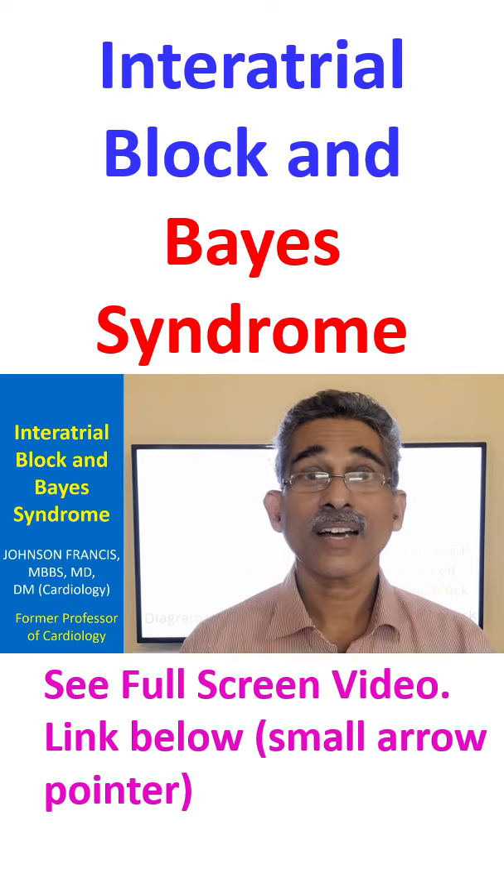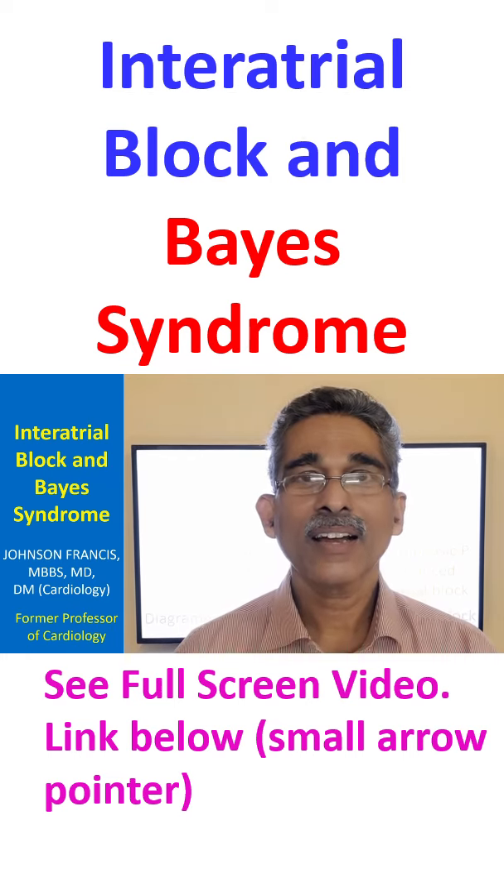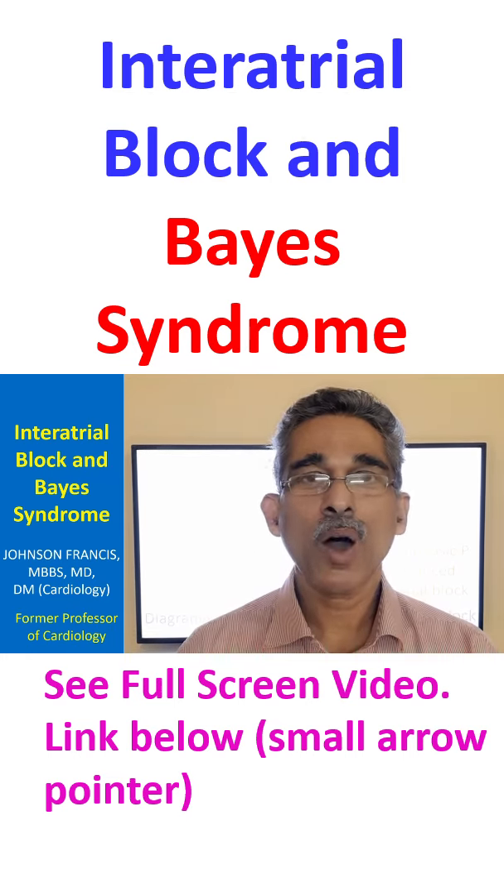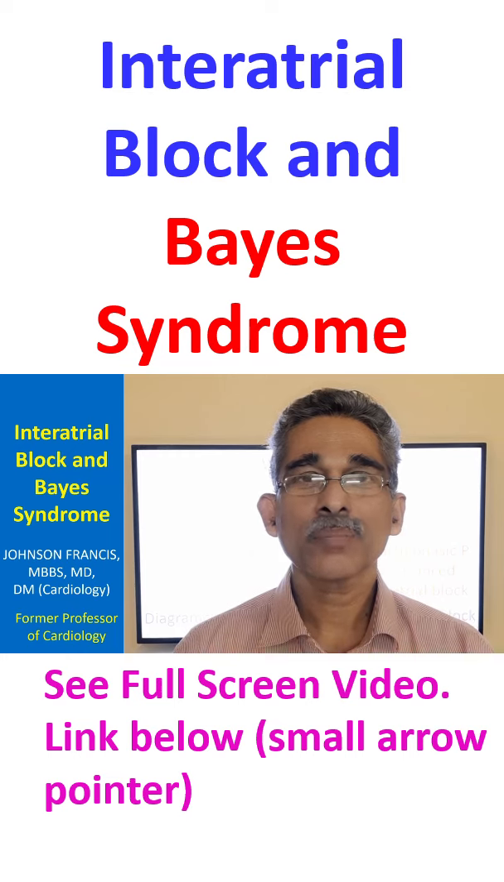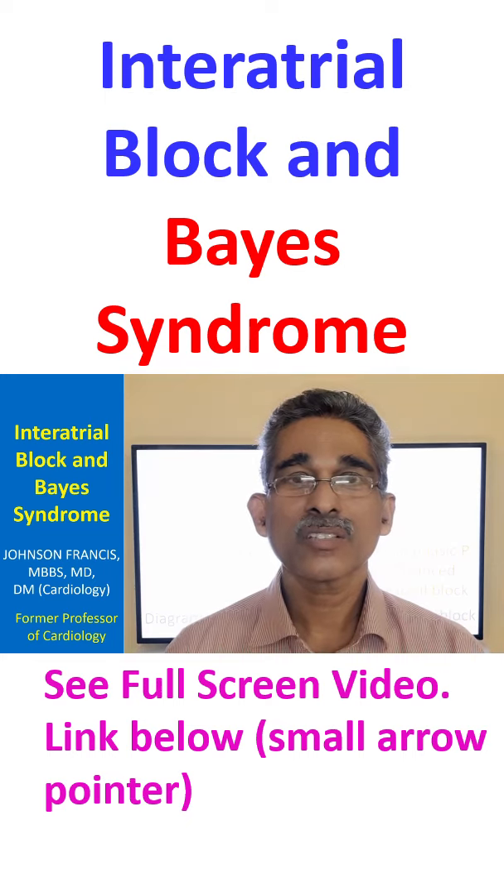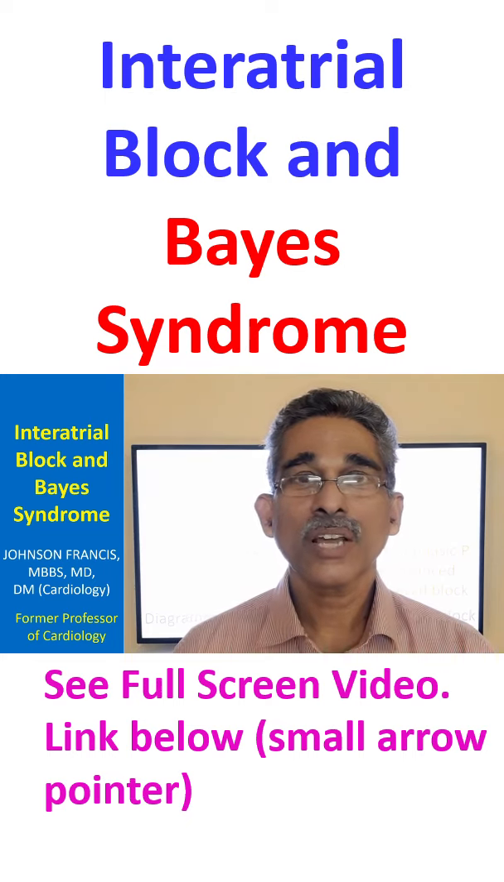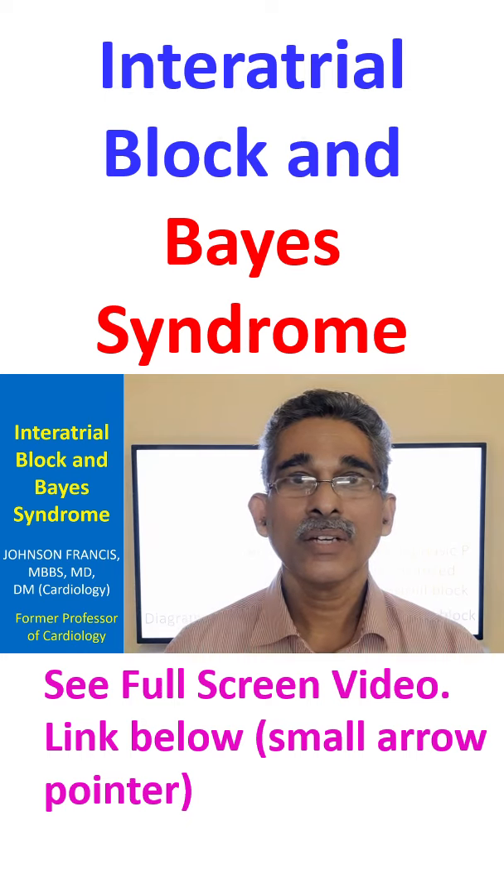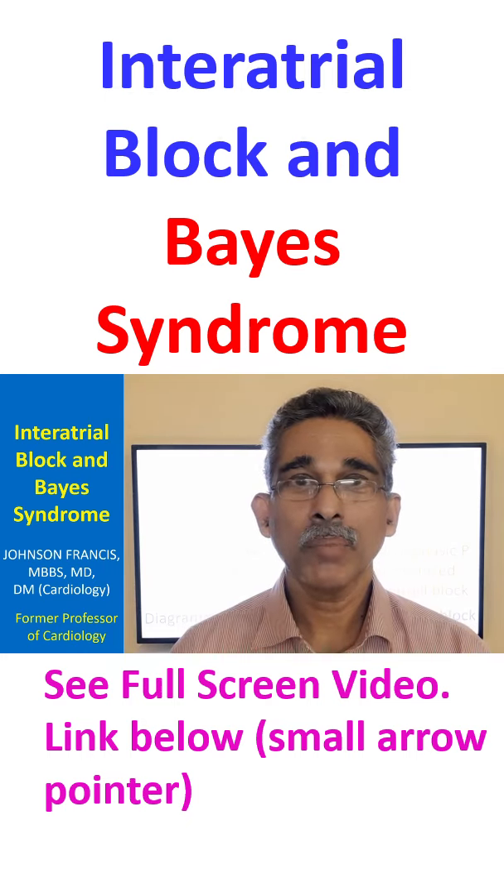Just as there are sinoatrial and atrioventricular blocks, there is also something known as intraatrial block and interatrial block. These are less well-known entities which can be recognized electrocardiographically. And finally, there is something known as Bayes syndrome, which can occur as a sequelae of interatrial conduction block.